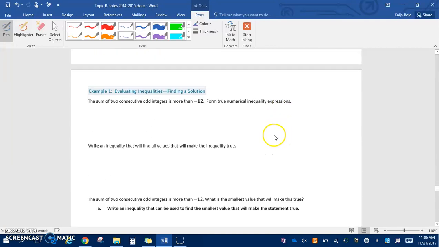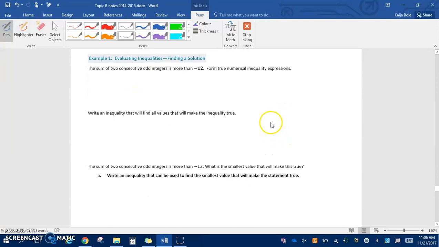But go ahead and flip on to the next page. We're going to look at example 1. It says the sum of two consecutive odd integers is more than negative 12. Form true numerical inequality expressions. If we're going to use our visual, we have our first number and our second number, and we know they're consecutive odd integers. So our first number would be x, and this would be x plus 2 to keep it odd. And it has to be more than, so greater than negative 12.